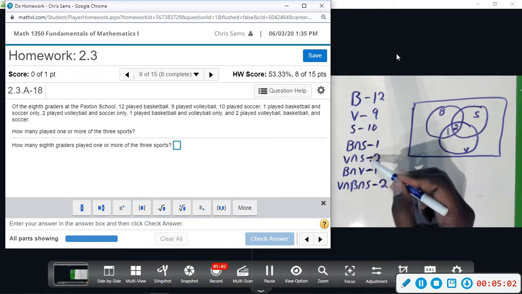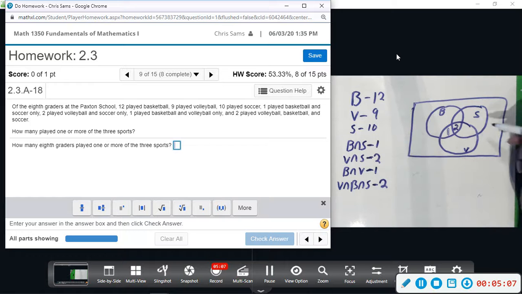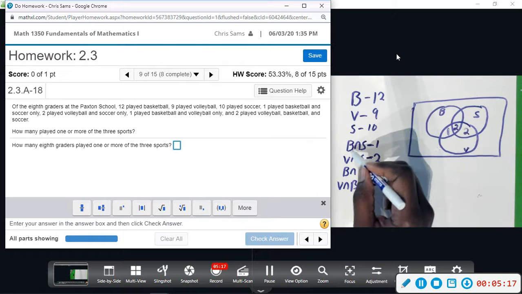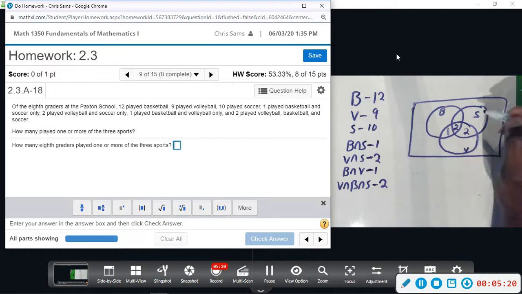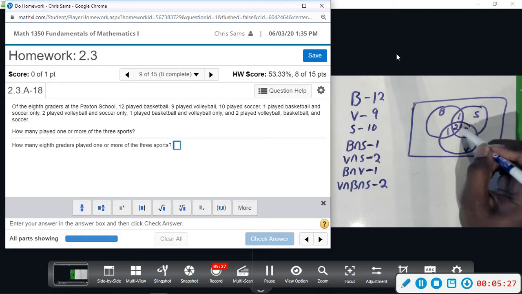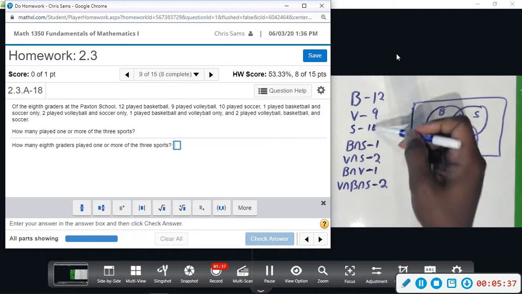Okay, then we have volleyball and soccer. 2 played volleyball and soccer only. So volleyball and soccer right here, this part will be 2. And then we have 1 played baseball and soccer only. Okay, so that would be this part. A little bit different. I'll show you the difference when we see another problem like this. Normally they'll give you a total here and you'll be subtracting from the total as you go outside, but they gave us the only part, so that's those pieces there. Now that we have all of those filled in, we can do these guys.